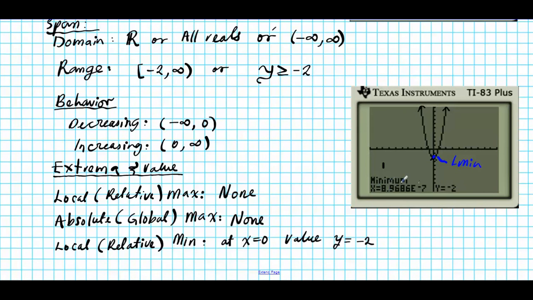Okay, if you take a look at this number, this is basically 0. All right, it's just a silly programming way of rendering 0. Anyway, so that's your relative min.